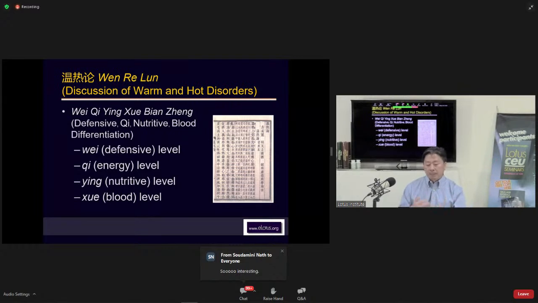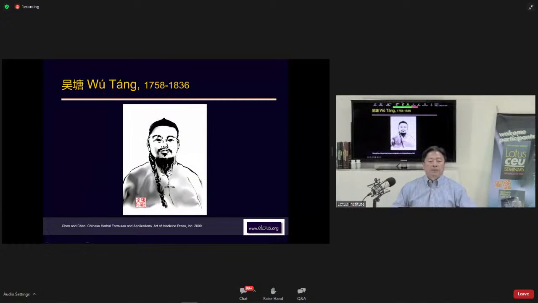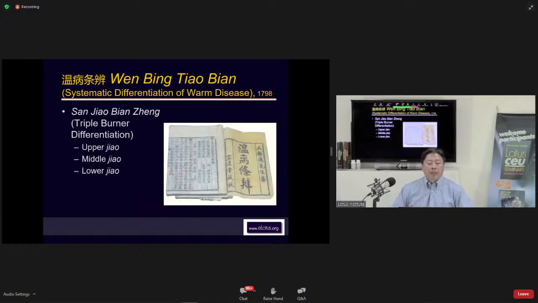But signs and symptoms, clinical manifestation is a little bit different. And then finally, you have another doctor called Wu Tang or Wu Jutong. Okay, he also made a lot of progress in terms of theoretical and pattern differentiation. In this case, he summarized a disease of warm disease to go from upper to middle to lower jiao. So 三焦辩证.